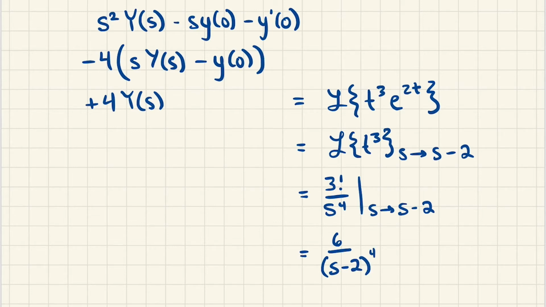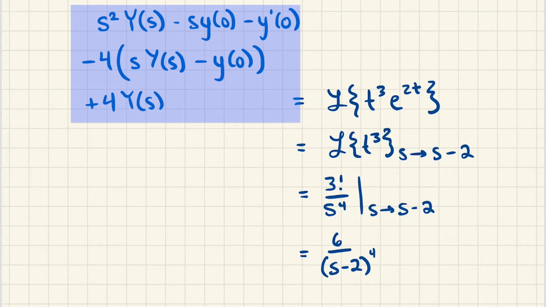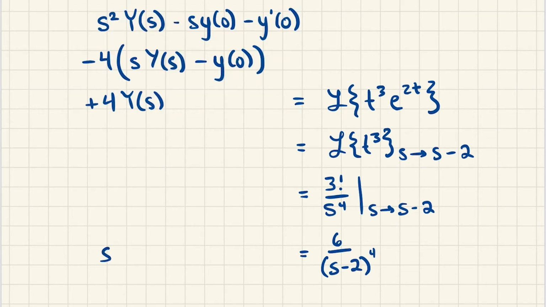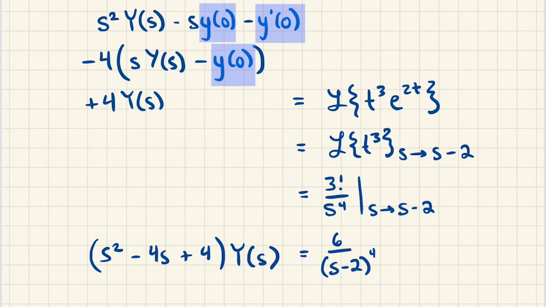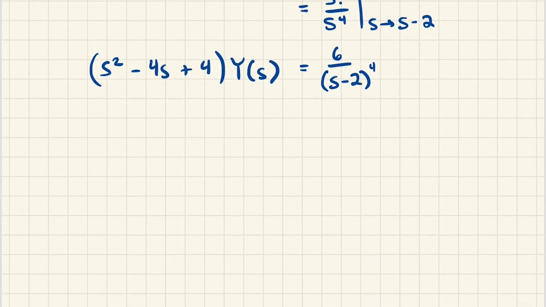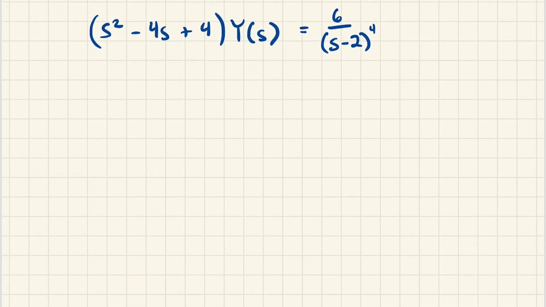Meanwhile, this big ugly thing isn't so bad because of all the y of 0 equals 0, y prime of 0 equals 0 parts that were given. So what do we have? Well, we have s squared minus 4s plus 4, and that's all the coefficient of capital Y of s. And all the other terms were zeroed out. Okay, so of course we're just going to solve for capital Y of s and then take the inverse Laplace of whatever we have, and that'll be our final answer.